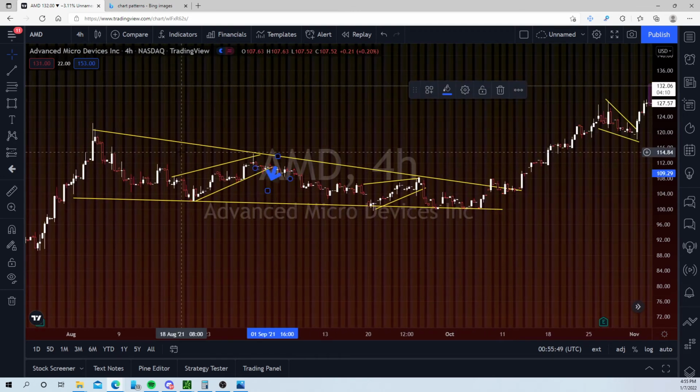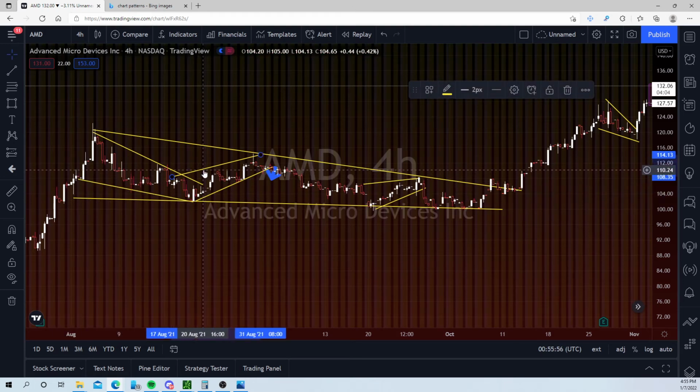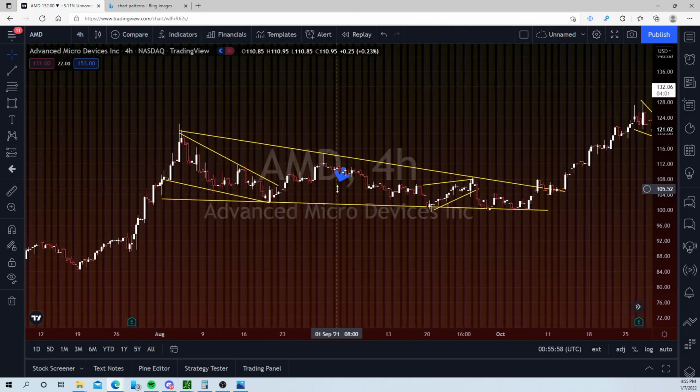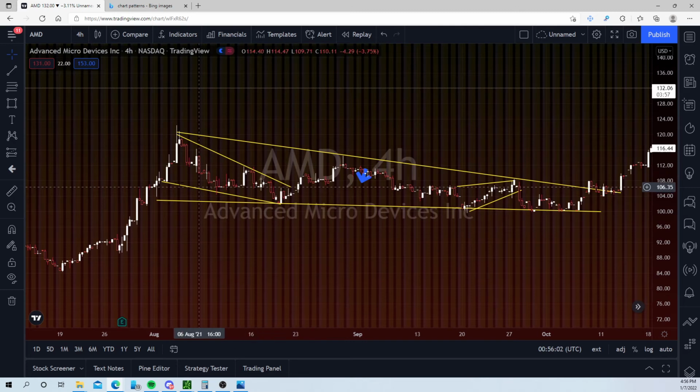So you have so many patterns within a pattern. Right there, a broadening wedge, I guess. Yeah, a broadening wedge. See, you just have pattern and pattern and pattern. You have to get used to it. Same thing, a pattern within a pattern.